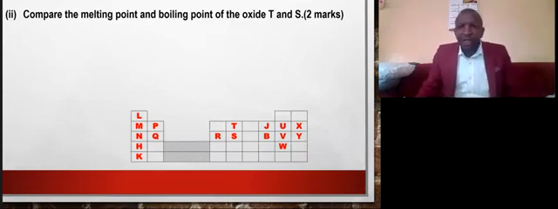Okay, so what kind of structure and bond? The oxide of T, which is carbon 4 oxide, is simple molecular, and it will have a low melting point and boiling point because it has weak van der Waals forces. And when we come to S, the oxide of S, which is silicon 4 oxide, is giant covalent with strong covalent bonds, and it will have a higher melting point and boiling point. The oxide of S has what kind of structure? Giant covalent.